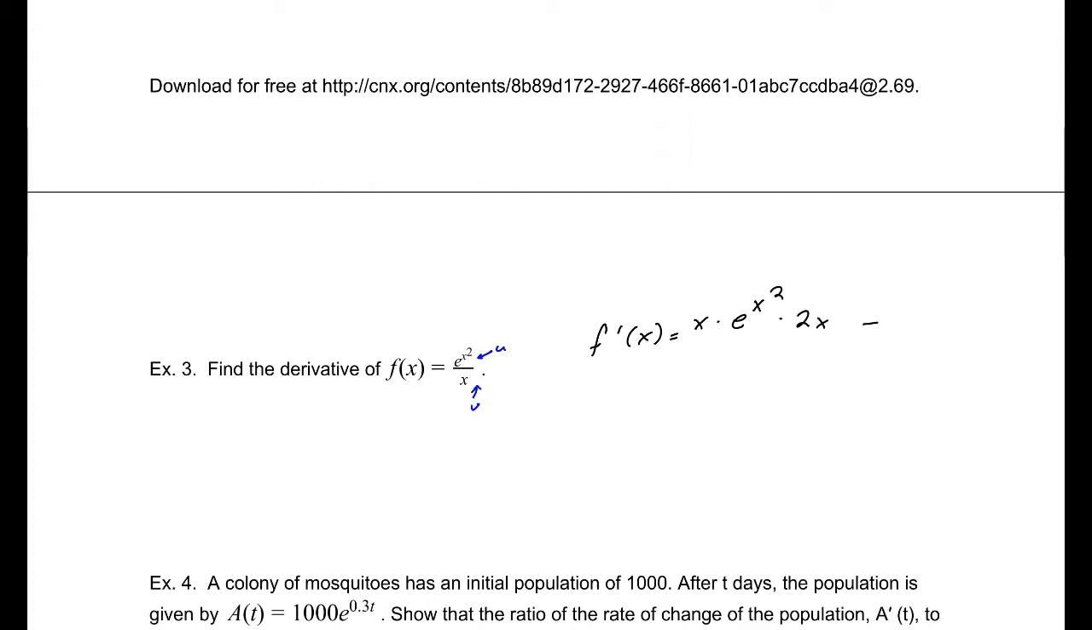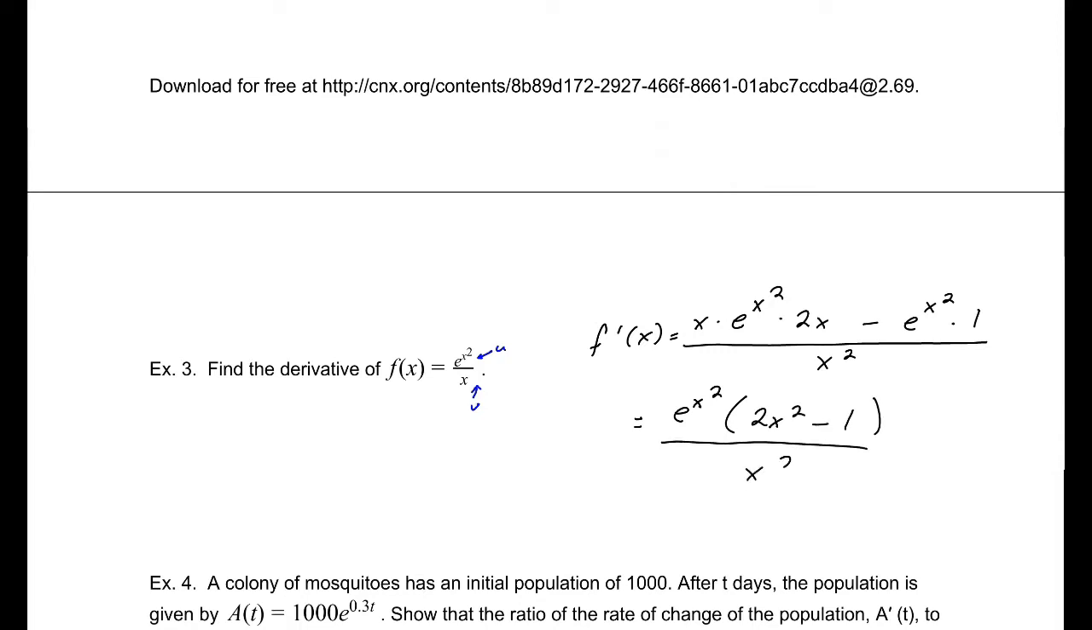Low d high minus high d low, that will be times 1 over low low, so x squared. Now we can factor out the e to the x squared, which leaves us with 2x squared minus 1, and that is all over x squared.